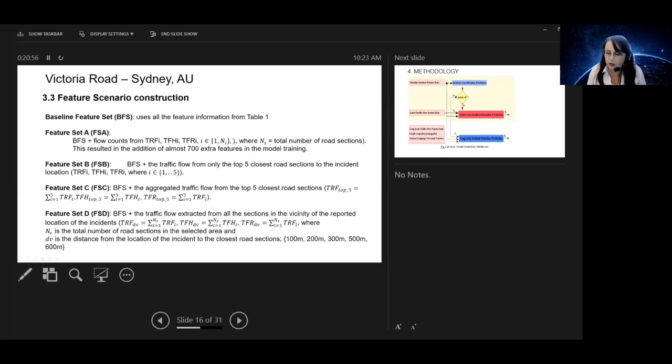And lastly, we also did a radius. Basically, we started from the location of the incident and we started looking at traffic flow at 100 meters, 200 meters, up to 600 meters away from the traffic incident location, so that we will see how far away the congestion will spread. We wanted to know, right? You never know when you're doing this type of analysis what's working, what is not working.